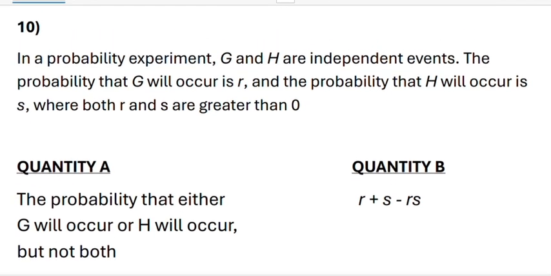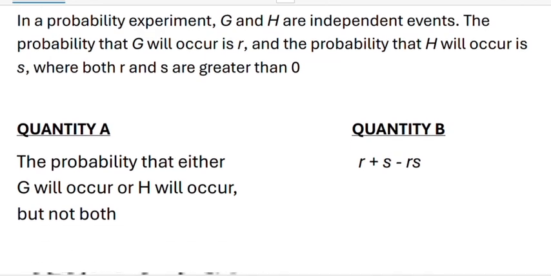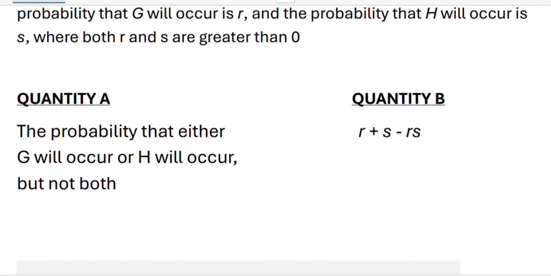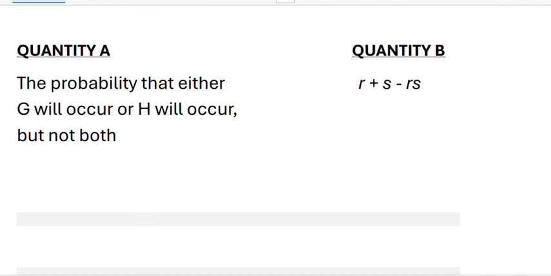For question 10, in a probability experiment, G and H are independent events. The probability that G will occur is R, and the probability that H will occur is S. Hence, both R and S are greater than 0. Good. So quantity A is the probability that either G will occur or H will occur, but not both.